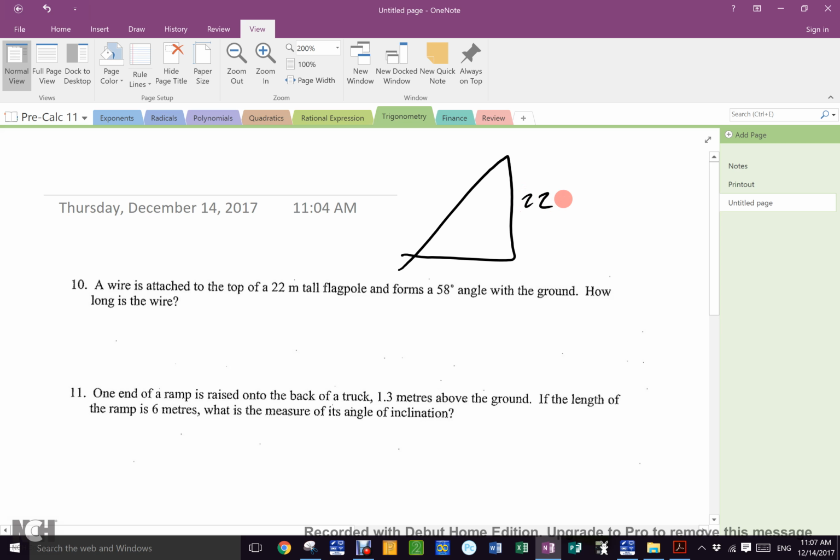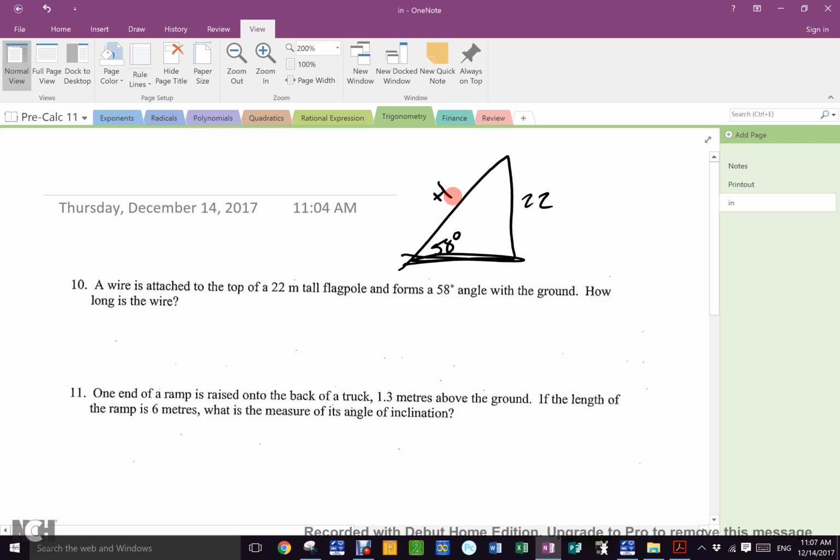How long is it? 22. The wire makes a 58-degree angle with the ground. Where is the ground? Down there. So where's the 58? Right there. I need the length of the wire. Which is the wire? The hypotenuse.